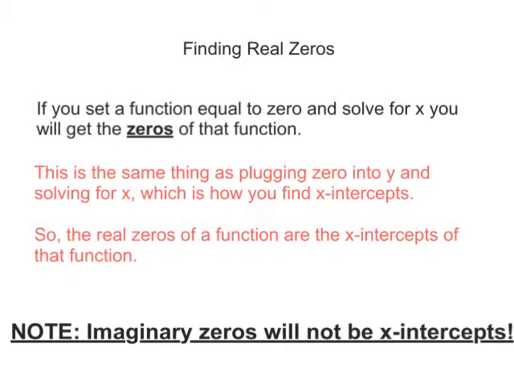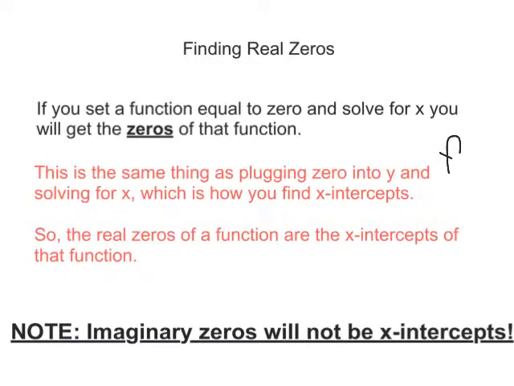Hey guys, in this video we're going to take a look at how we find real zeros of a function. If you set a function equal to 0 and solve for x, you will get the zeros of that function. Now this may sound a little familiar to you because we've done this exact same thing before when a problem has asked for us to find a solution or find an x-intercept. This is the same thing as plugging 0 into y and solving for x, which is how you find x-intercepts. Now, if it's in function notation, your y will actually look like f of x.